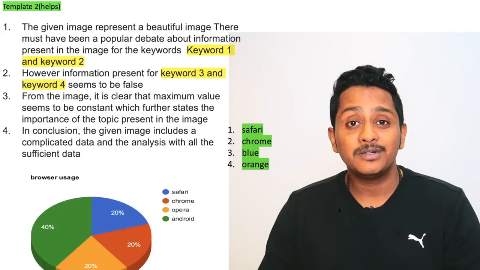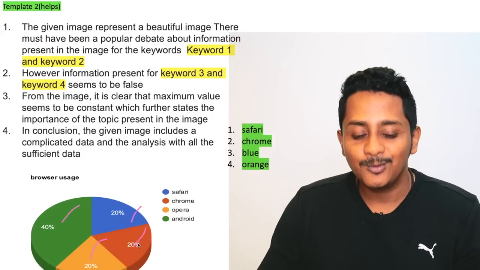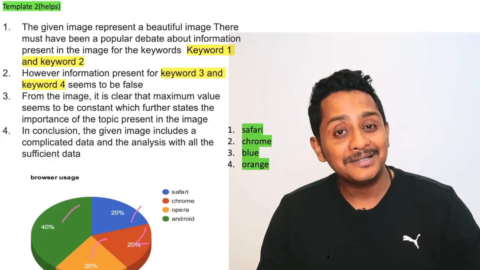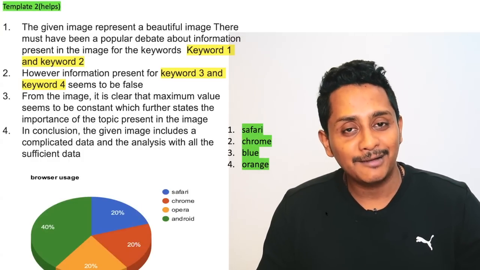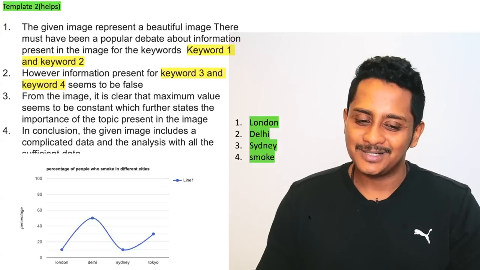Don't worry about the keywords. You can write green, orange, blue, red, or you can write yellow, black, white, pink, doesn't matter. Hope you are understanding. I'll not be able to reveal everything here, but whatever I've given, I think you got a hint. Content is not a priority.